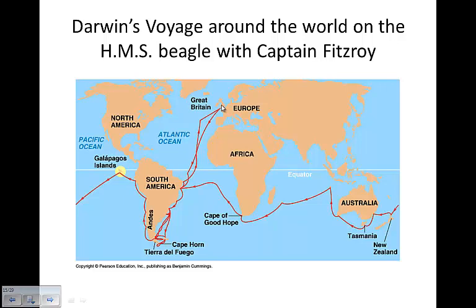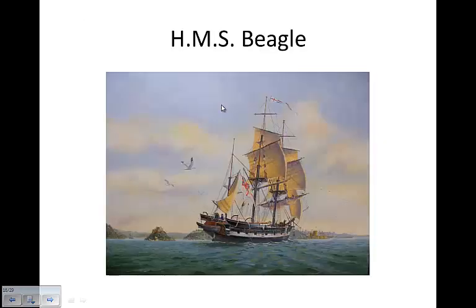He returns in 1836. He collects plants, animals, fossils at every stop on the journey and sends all of them back to England. Now he gets back in 1836, and by 1840 in London, Darwin has a working manuscript on his theory of natural selection. So he's taking all of this information that he just gathered and putting it all together. In 1844, Darwin's manuscript is completed, and he will continue to tinker with it, though. So it's completed, but he's still going to work on it a little bit. Here is a picture of that HMS Beagle.